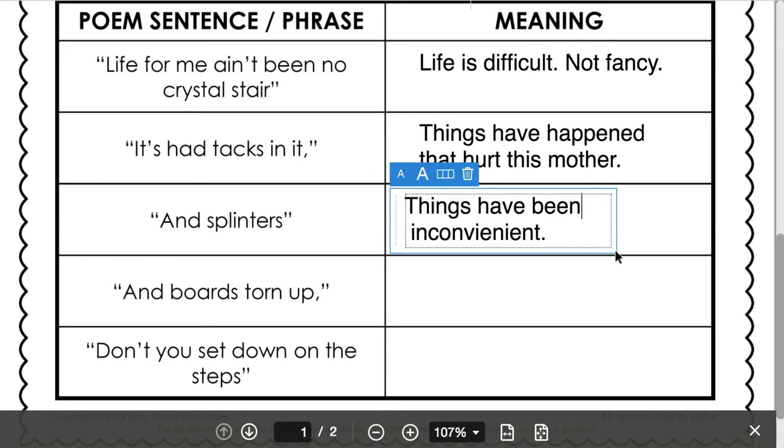But things have been inconvenient. So not everything has been right there for them, right? You run into snags. When you hit a splinter, you don't always see it, but sometimes you just kind of stumble upon it, and then it just makes things inconvenient, right? So that's that one.